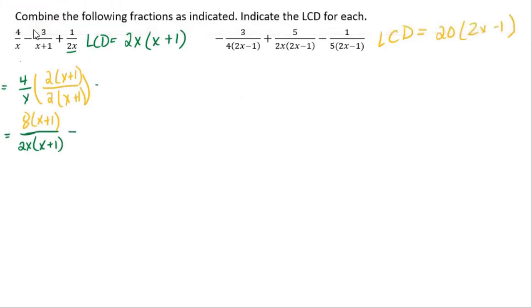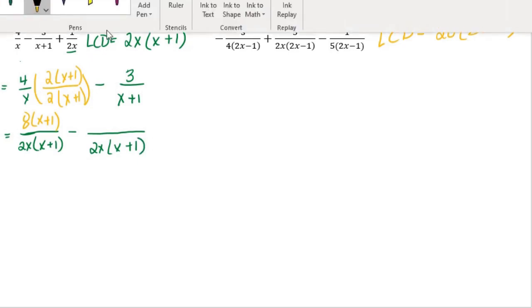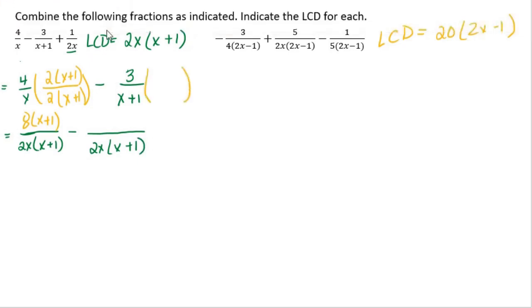All right. Now we are subtracting. We're subtracting 3 over x plus 1, and we'd really like to turn that into a fraction that has a denominator, of course, of 2x times x plus 1. What do we need to multiply by? All right, we've got the x plus 1 part down, but we're missing the 2 and the x. So I'll multiply top and bottom by 2x.